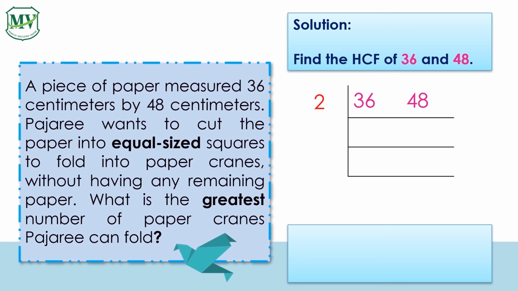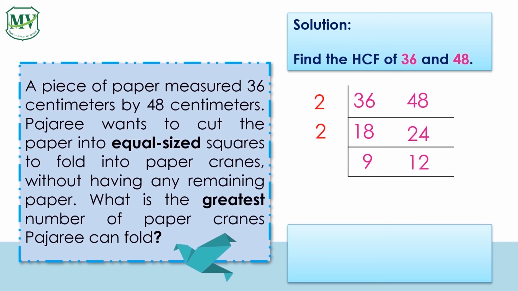36 divided by 2 is equal to 18. 48 divided by 2 is equal to 24. We have to continue factoring out 18 and 24. 2 is the prime factor of 18 and 24. 18 divided by 2 is equal to 9. 24 divided by 2 is equal to 12.